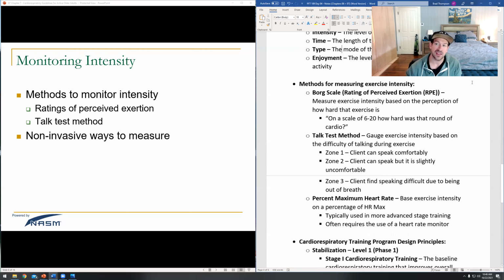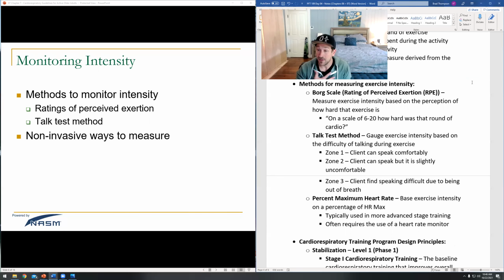So we have a lot of different methods for monitoring intensity, and my favorite is always going to be max heart rate. That's why I love heart rate watches and heart rate monitors. Dion, you ever used one of those? Yeah, heart rate monitor. Do you use the wrist one, or have you ever used one of the chest straps? Yeah, I used the wrist one, but I've used the chest strap before.